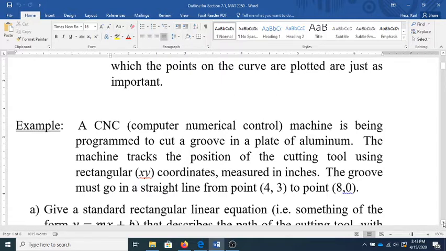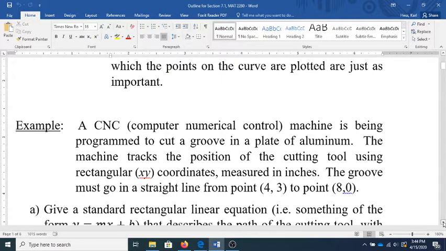So let's imagine a CNC machine. This is the sort of thing that you would see in a factory, a factory making machined metal parts. And let's say the CNC machine is being programmed to cut a groove in a plate of aluminum. Pretty basic task. Maybe it's making letters, or maybe it's making a groove that something fits into. It might be using a router, or it might be using some type of milling attachment. Not real important for the sake of our mathematical example, but it's that kind of thing we're talking about.